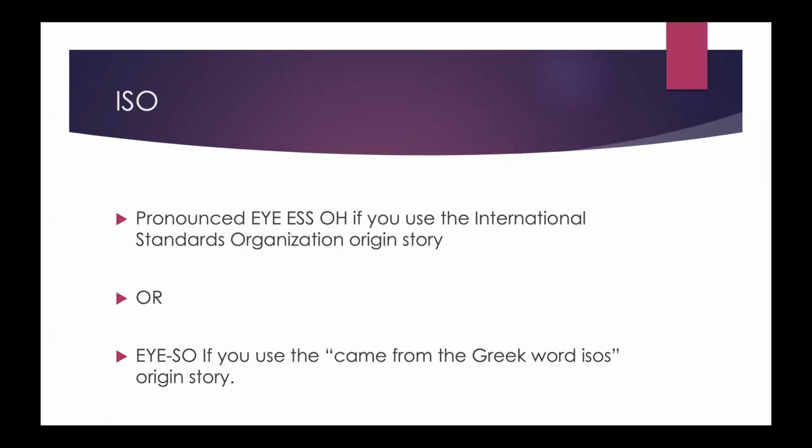The reason there's two different ways to say this word is because there's two different stories about how it came to be. One group believes that it was part of the International Standards Organization, ISO, and others believe that it comes from the Greek word isos, so it's ISO, right? Anyway, if you want to have a bar fight, there's a way to start one amongst cinematographers.